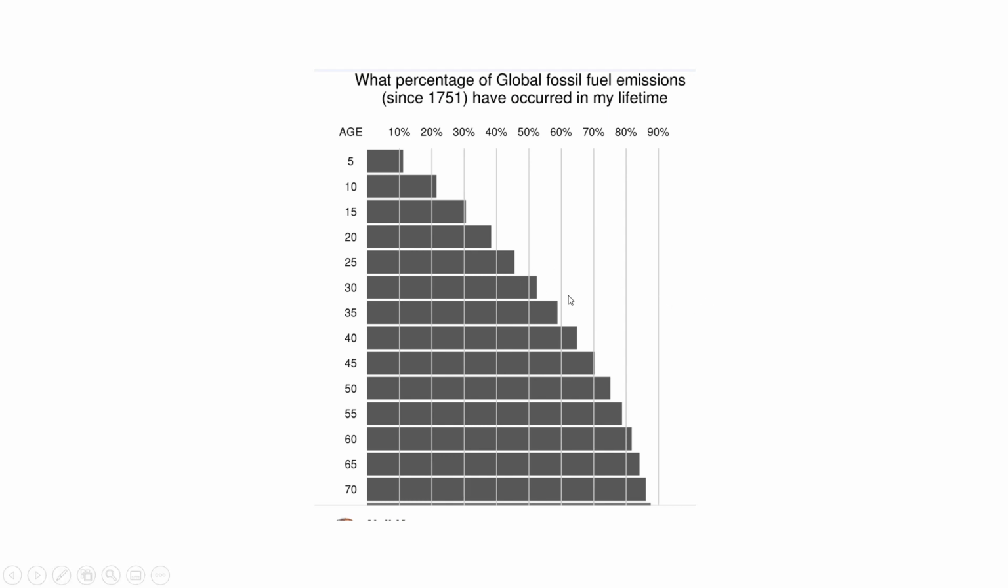For me, I'm about 30. It's over 50%. Notice as we go, this actually starts to fall down. The reason for that is because in the last 30 years, we have doubled our emissions from the previous, since 1751. What is that?